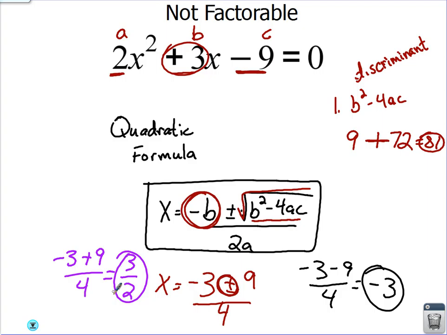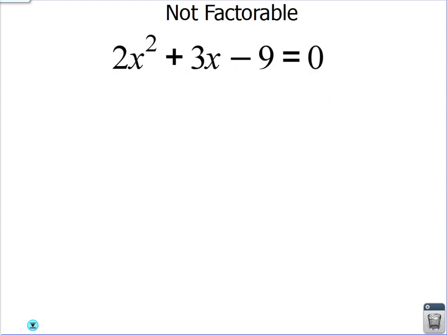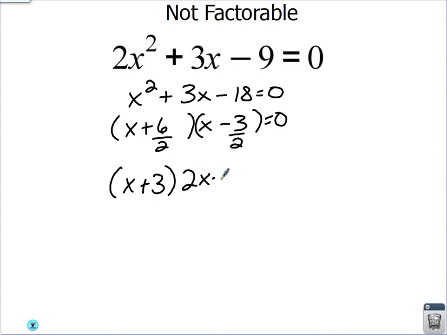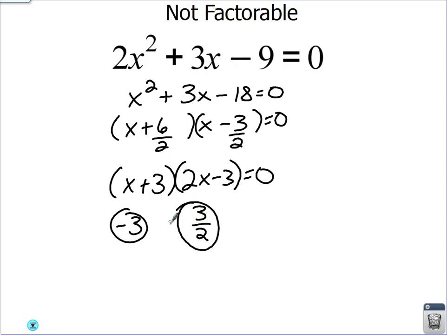Make note of what your two answers are because I'm going to fly through this. Move it to the end. X squared plus 3x minus 18 is 0. Factoring gives you x plus 6, x minus 3. Divide by the 2 that you moved, which gives you x plus 3 and 2x minus 3. Set them each equal to 0, you get negative 3. Move the minus 3 over by doing plus 3, divide by 2, and you get 3/2. You could have solved it by factoring.